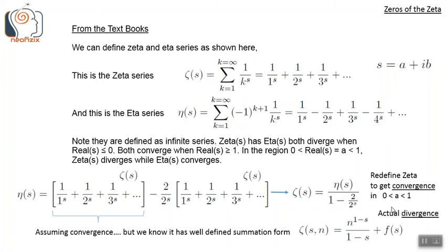But in the region 0 to 1, where zeta s is divergent, we can use this definition as the definition of zeta instead of relying on the infinite series summation definition. So if we redefine, then the zeta function gets convergence in the region 0 to 1. But we know the actual zeta function has a well-defined summation of a different form: zeta of s comma n is equal to n^(1-s)/(1-s) plus some residue functions. And this factor n^(1-s)/(1-s) gives the actual divergence to this series.